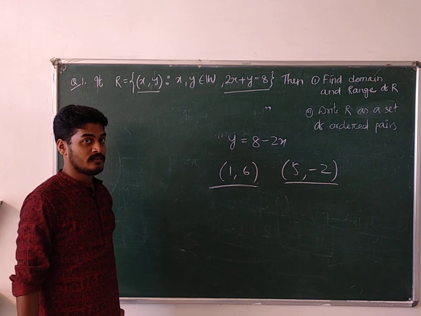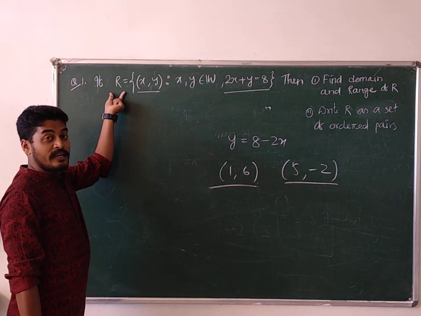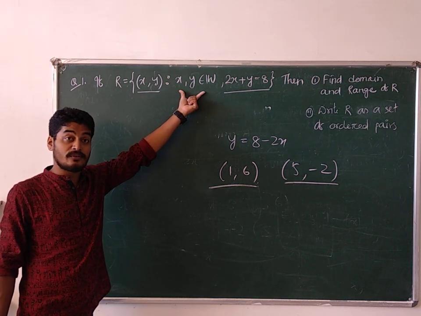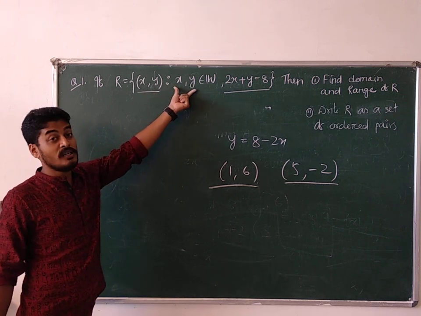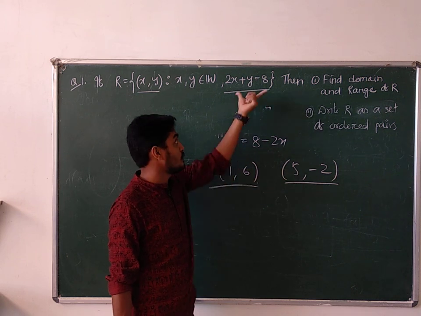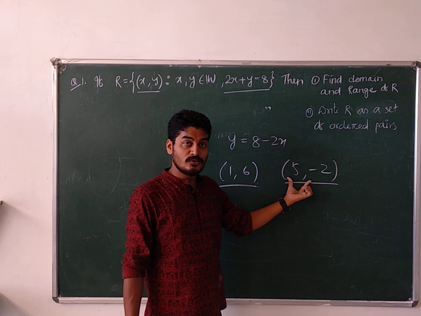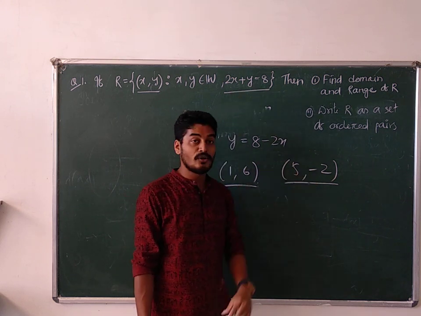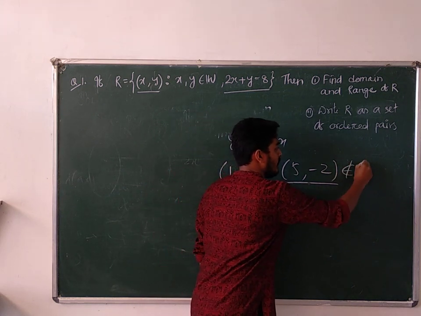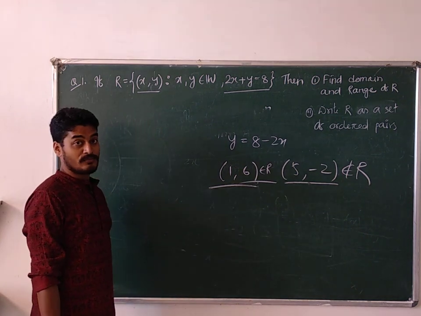But remember, to be an element of this relation R, another condition should also be satisfied. What is the condition? x and y should be whole numbers. We have that 1 and 6 are whole numbers, so it satisfies the condition and it is an element of R. But is 5, minus 2 an element of R? No. Though it satisfies the first condition, both of them are not whole numbers. Minus 2 is not a whole number. That's why it does not belong to R. So such ordered pairs you have to find out.